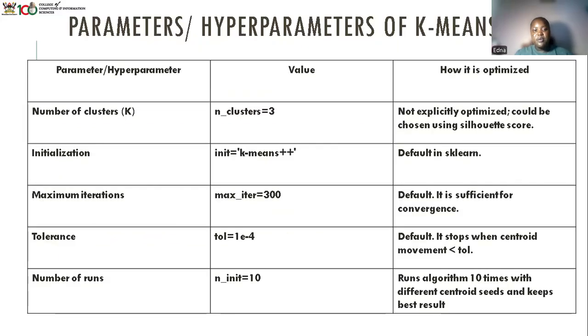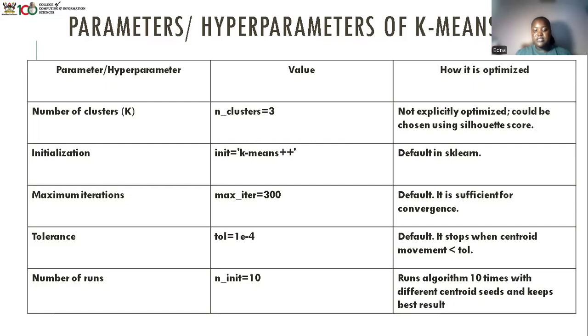Under K-means, we have the hyperparameters that we use. The first is the number of clusters, which has been set to 3, aligning to our 3 intended skill tiers I talked about in the previous slide. Then the initialization parameter is set to k-means++, which is the default in scikit-learn. Next is maximum iterations, set to 300, which gives our algorithm sufficient steps to converge.